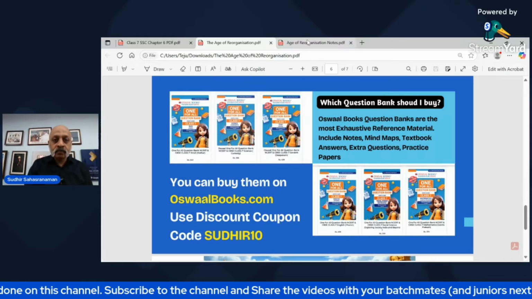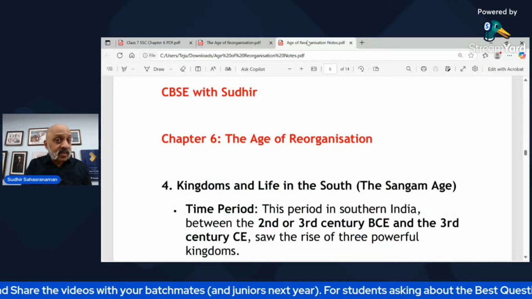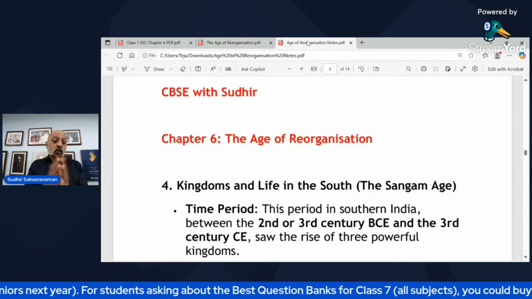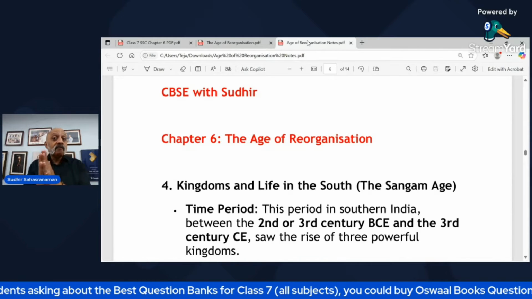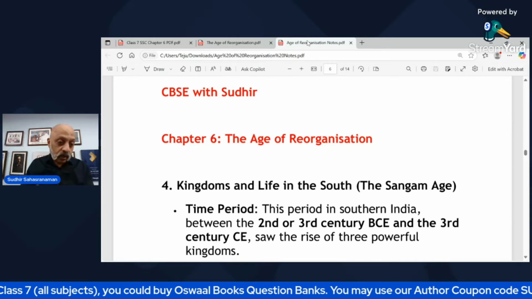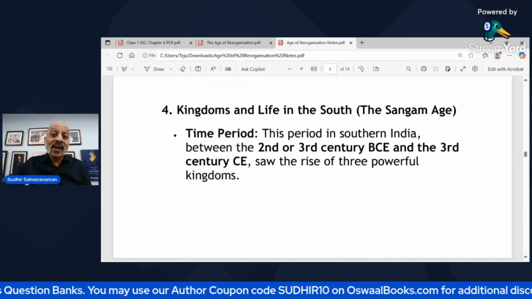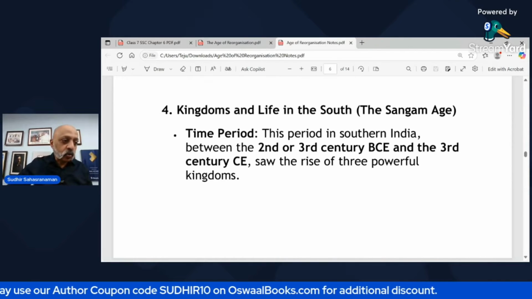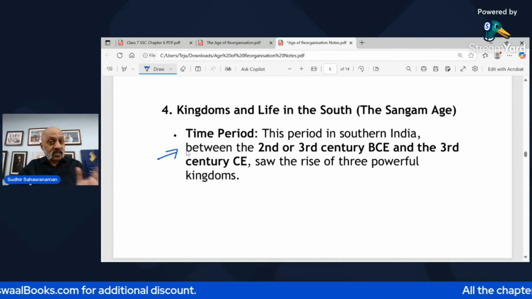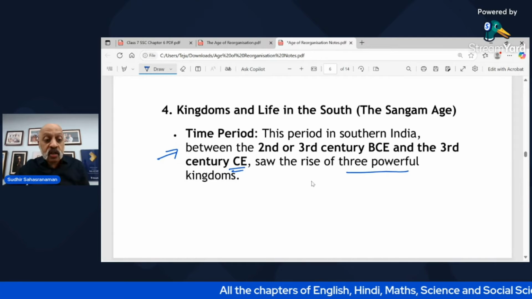Now let's look at part 2 of this particular chapter. We saw the 3 kingdoms and dynasties emerging after the fall of the Maurya Empire. Now let's look at the 4th major kingdom and dynasty, which happened in the southern part of India, largely modern day Tamil Nadu. The kingdoms and life in the south are usually referred to as the Sangam age. This period in southern India was between the 2nd or 3rd century before Common Era and the 3rd century CE, and it saw the rise of 3 powerful kingdoms.